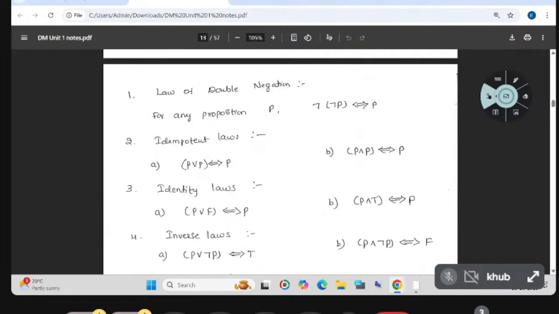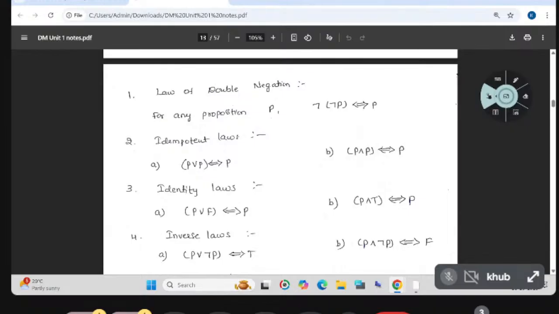Okay. So here we are having some of the laws. I think you are all having these laws in your notes. Laws and equivalences. You are having laws written in your notes, that is available. Is it available or not?